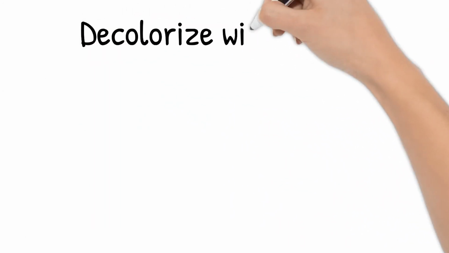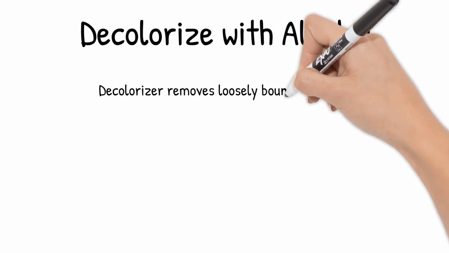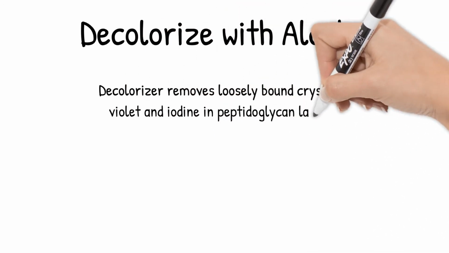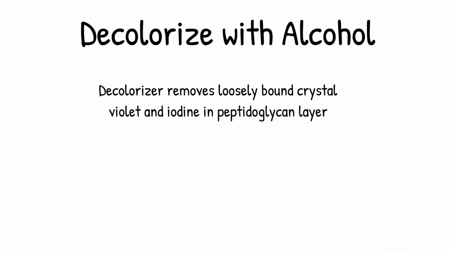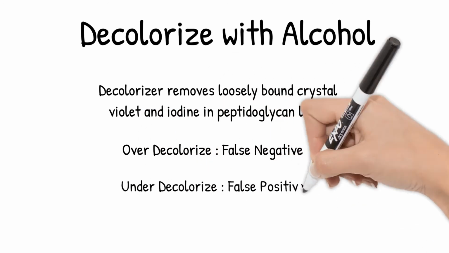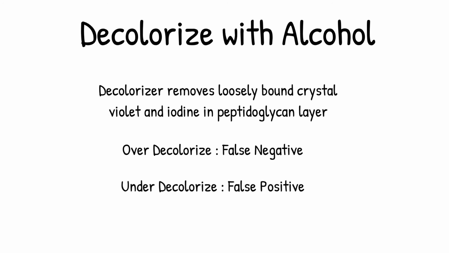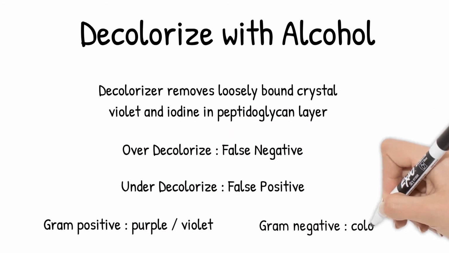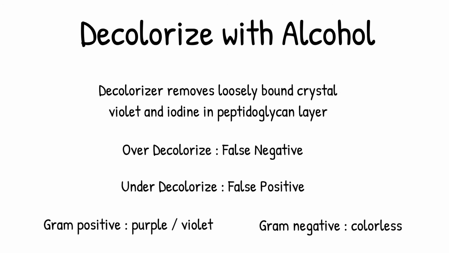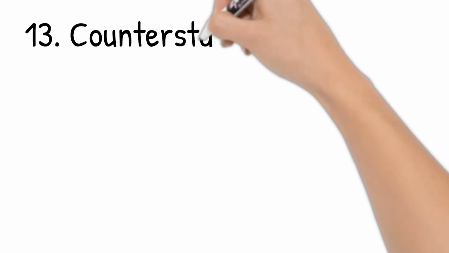The decolorizer removes crystal violet and iodide that are not strongly bound in the peptidoglycan layer. This is an important step because you can over-decolorize and that will turn your gram-positive bacteria into gram-negative bacteria. So be really careful. However, if you do not decolorize enough, your gram-negative may be stained purple and could be misinterpreted as gram-positive. Ideally, by the end of this step, you will have gram-positive bacteria remain purple and your gram-negative bacteria colorless. Step 13. Counter stain.